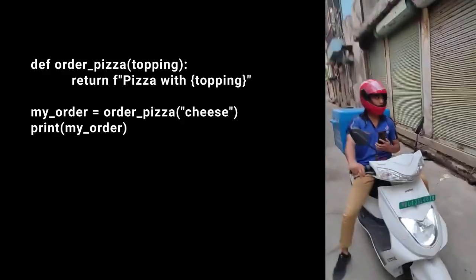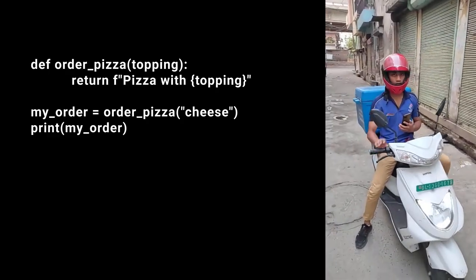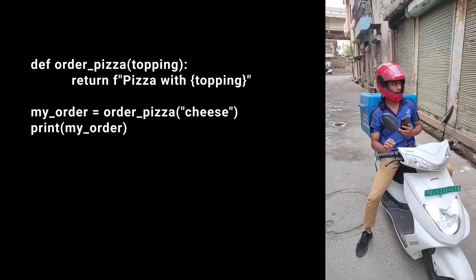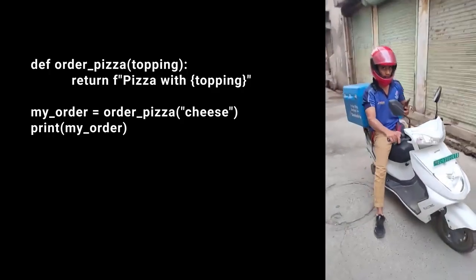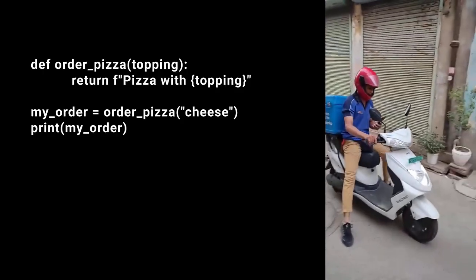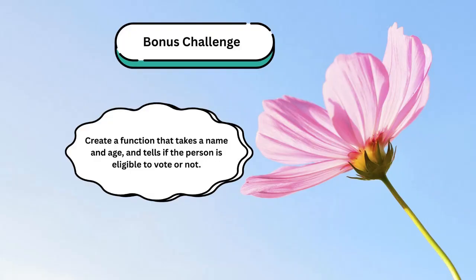Here is the code, if you observe. I implemented one function, order_pizza, and passing the argument cheese, collected by topping, and the returned value is going to be printed on the screen. Bonus challenge: create a function that takes a name and age and tells if the person is eligible to vote or not.